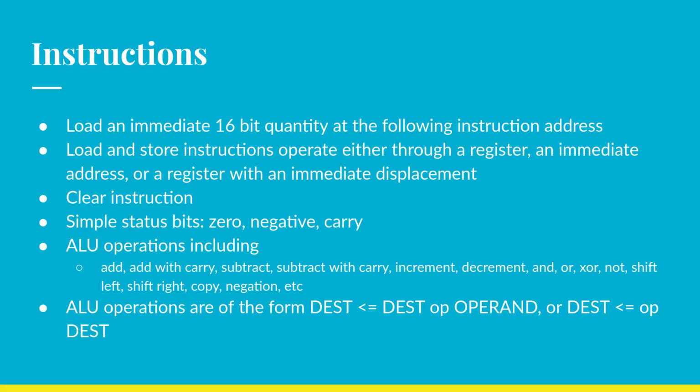There's a clear instruction, which gives it a cycle quicker than an XOR. Status bits: zero, negative and carry, and you could implement overflow, which is useful for signed operations. The ALU is fairly extensive. It has currently defined 20 operations, all the usuals, plus byte swap, comparisons, bit tests.